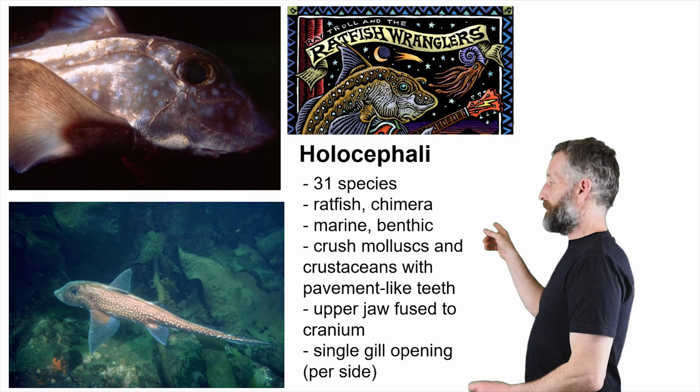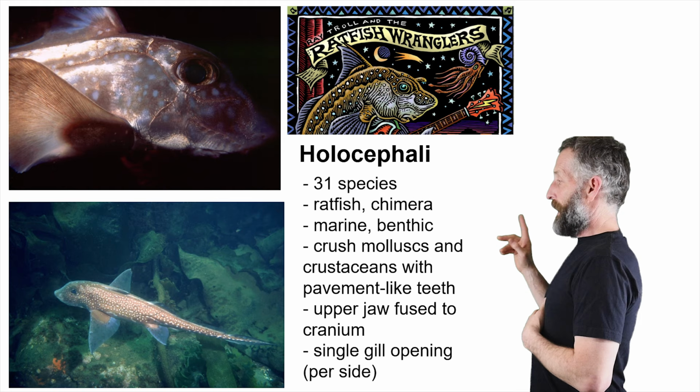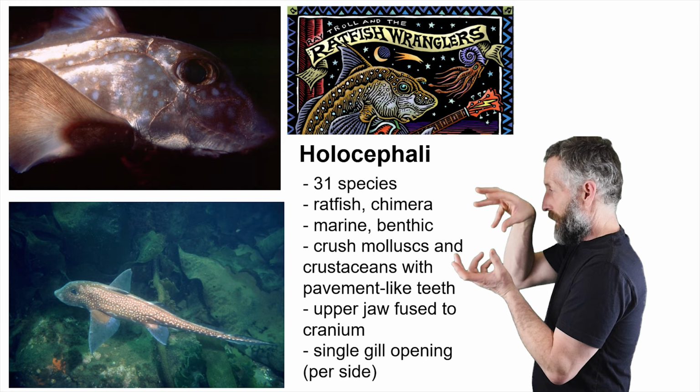There's a couple other features of these rat fishes or chimera, and that is that they usually crush mollusks and crustaceans with what are referred to as pavement-like teeth. They have this upper jaw that's fused to the cranium, so it's basically one solid structure for the upper jaw and the cranium. And they only have one gill opening on either side.